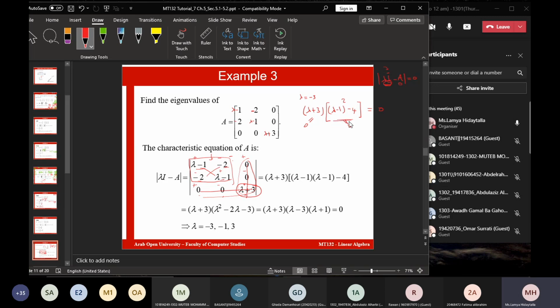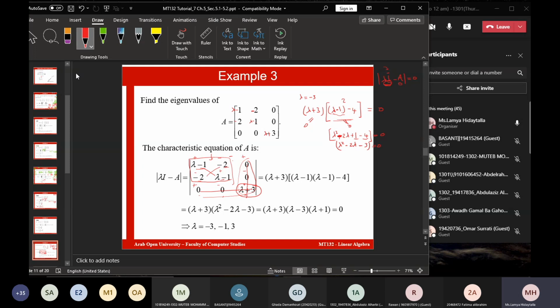Okay. This one, I can solve in different ways if you like. Either you expand this one first, so we have lambda square, minus twice first times second, so minus 2 times minus 1, that is plus 2 lambda, correct? Minus 1 times minus 1, so it is plus 1. Then minus 2 lambda plus 1, and then minus 4, correct? This one should equal to 0. And then you simplify this one, you're going to get lambda square minus 2 lambda plus 1 minus 4. It is minus 3, okay? So this equation is equal to 0.